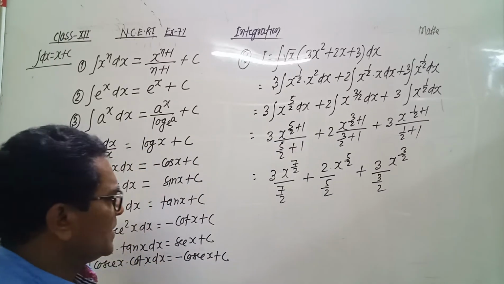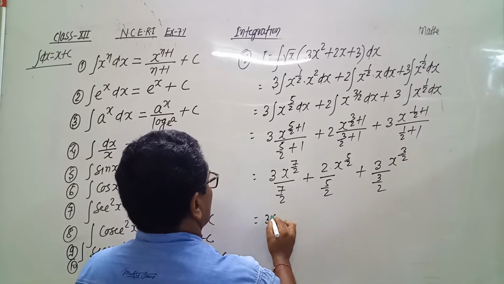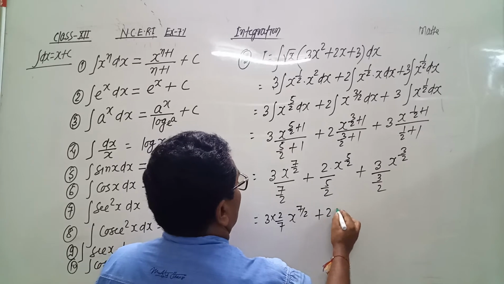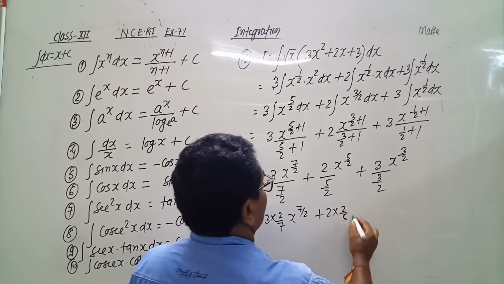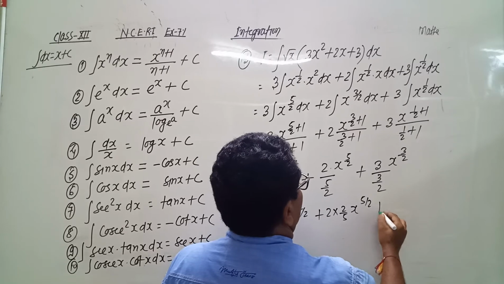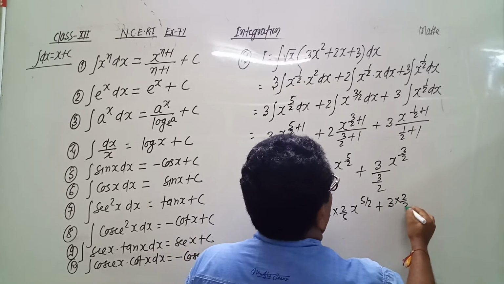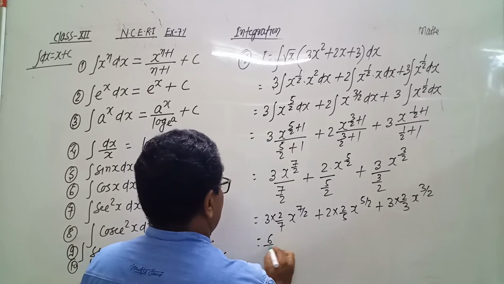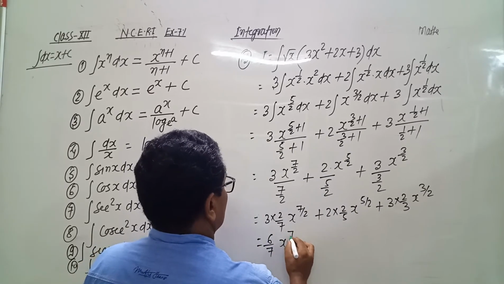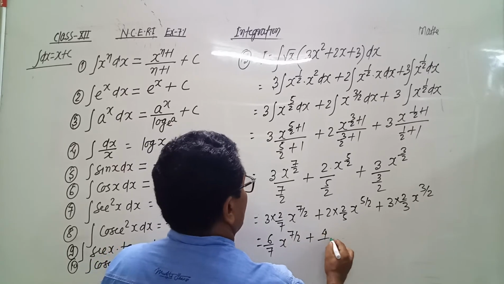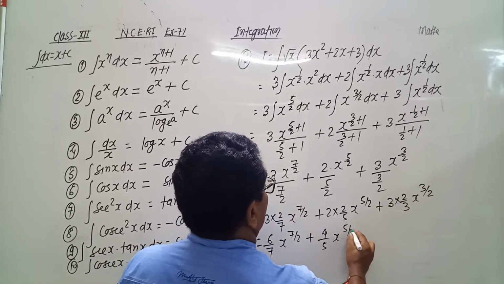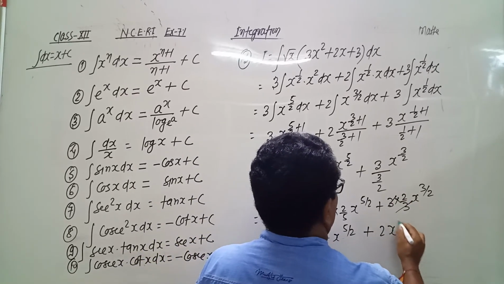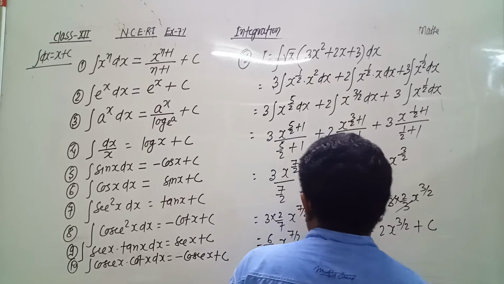We write in multiple form. So 3 into 2 by 7 and x raised to the power 7 by 2, plus 2 into 2 by 5 and x raised to the power 5 by 2, plus 3 into 2 by 3 and x raised to the power 3 by 2. So it gives 6 by 7 x raised to the power 7 by 2 plus 4 by 5 x raised to the power 5 by 2, and 3 and 3 cancel, and 2 into x raised to the power 3 by 2, plus c.